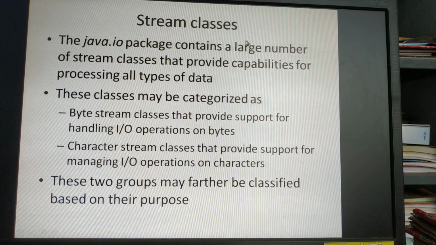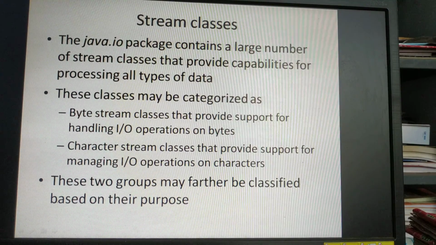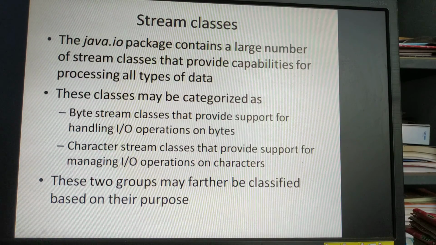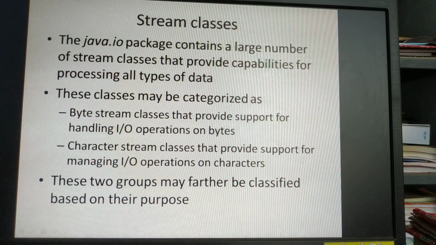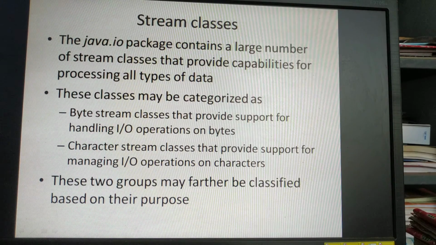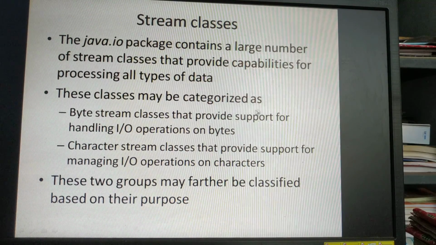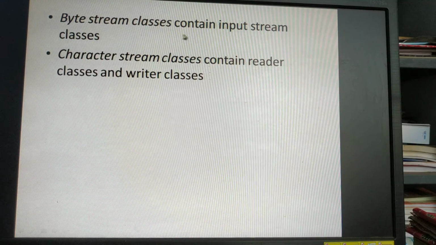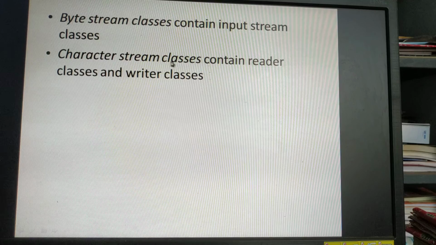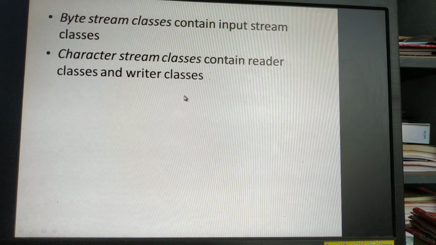Now, what are the stream classes available in Java? The java.io package contains a large number of stream classes that provide the capabilities for processing all types of data. These classes may be categorized as the byte stream classes, that provide support for handling input-output operations on bytes, and character stream classes that provide support for managing input-output operations on characters. These two groups may be further classified based on their purpose. Byte stream classes contain input stream classes, and character stream classes contain reader classes and writer classes.